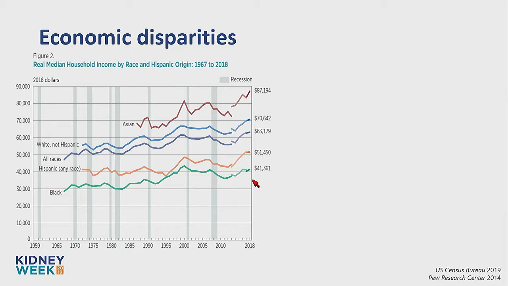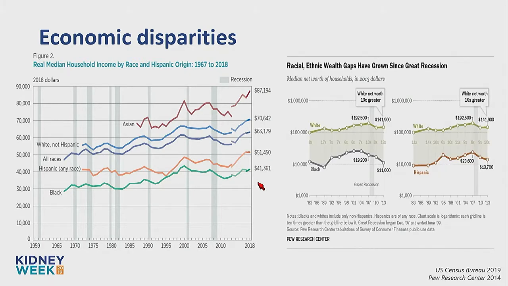And similarly, looking at median wealth for racial groups in this country, wealth is defined as the total market value of intangible and physical assets minus all of your debts. And so it's very important when thinking about access for patients. And you can see on the left, between 1983 and 2013, that whites have a 13 times greater net worth compared to blacks.